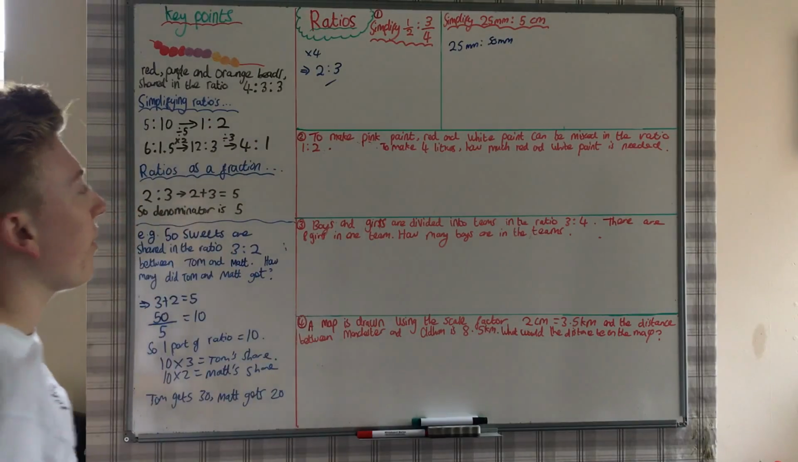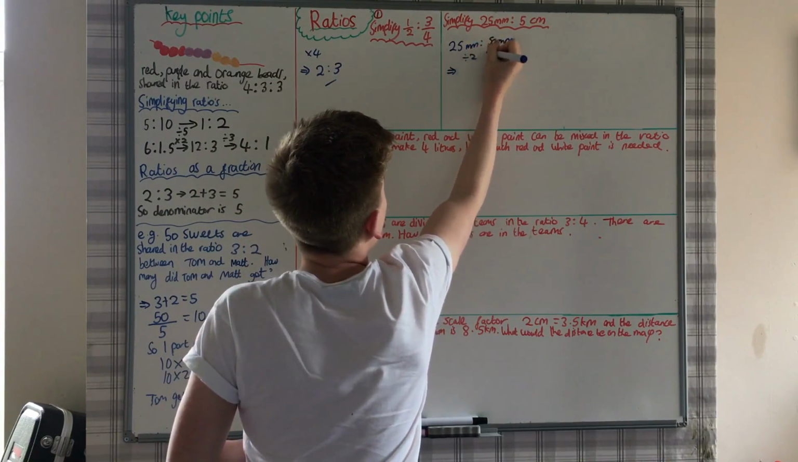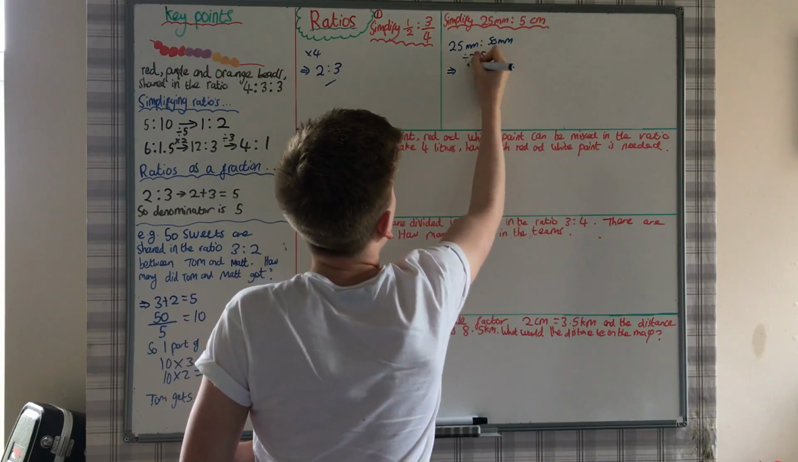We can simplify this though. 25 goes into both sides, so if we divide both sides by 25, we end up with 1 to 2 as our simplified ratio.